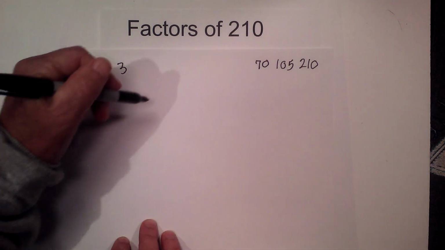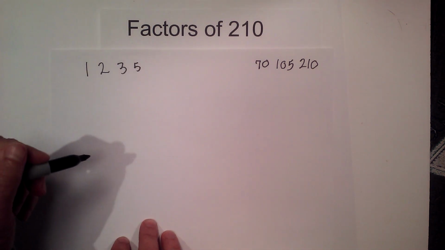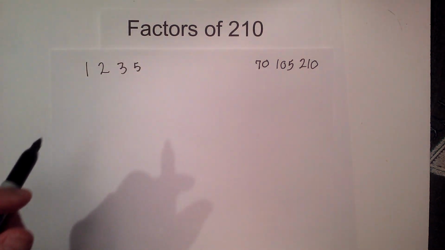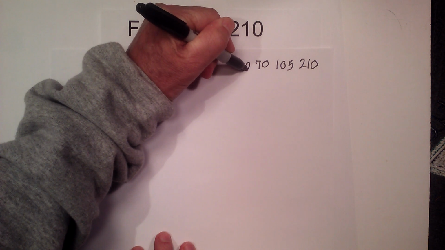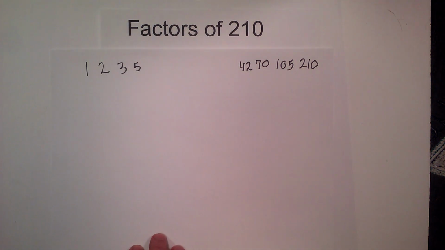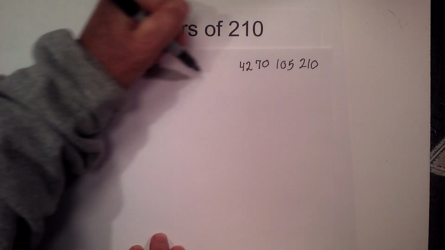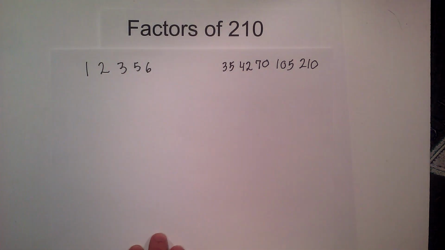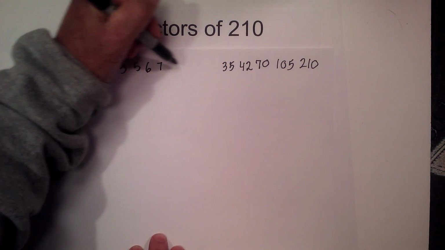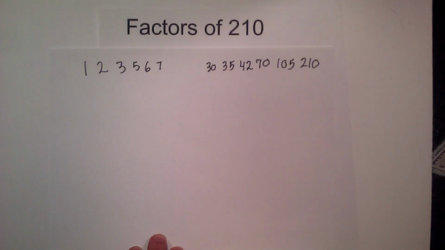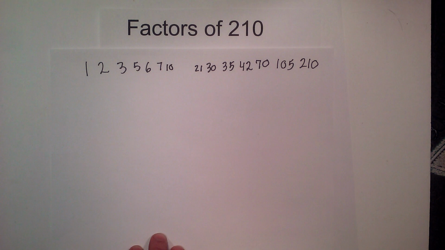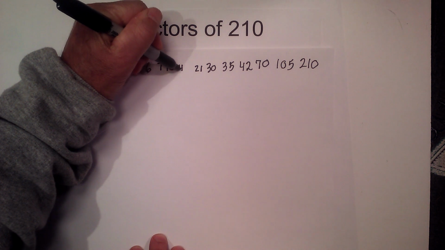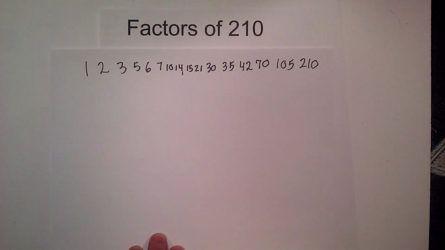4 does not go in, but 5 times 40, excuse me, not 40, it's 5 times 42 equals 210, and then 6 times 35 equals 210, 7 times 30 equals 210, and then 10 times 21 equals 210, and we're getting close, and then 14 times 15 equals 210.